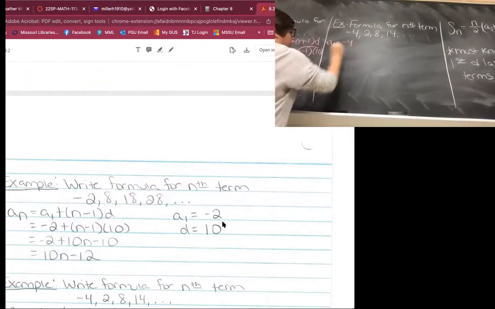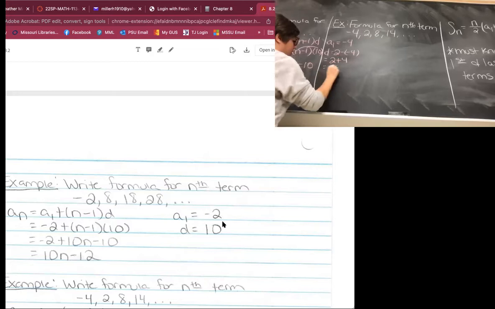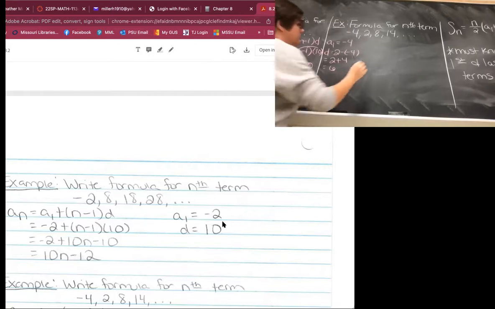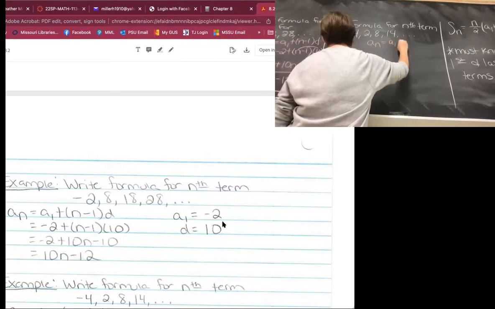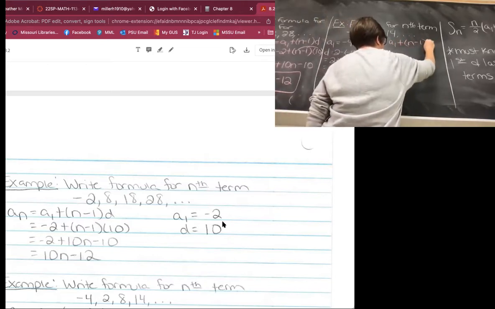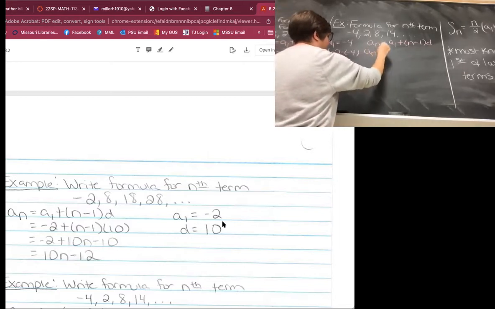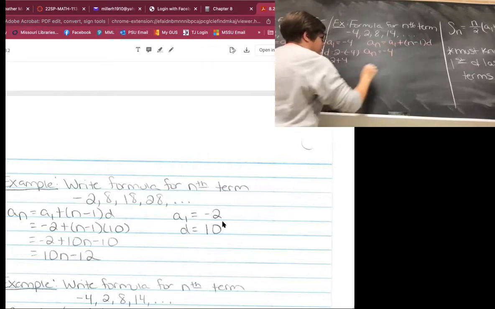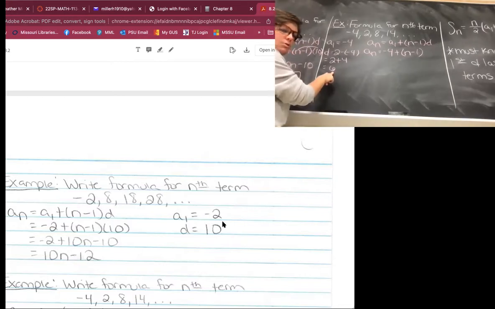My first term is -4. My common difference is going to be 2 minus a -4, which is 2 plus 4, which is 6. So the general form is a sub n equals a sub 1 plus n minus 1 times the common difference. So we plug in everything we know. We know a sub 1 is -4. We're keeping it in general terms, so we have the n minus 1. And then my common difference we just found was 6.